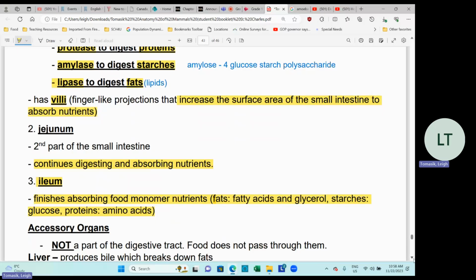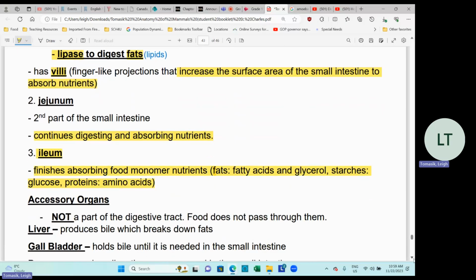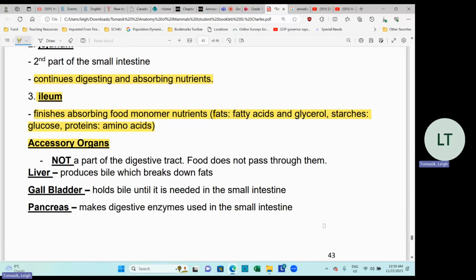While your food is in the small intestine, so remember the small intestine is part of your digestive tract, the food is getting help from the accessory organs. There are three accessory organs that help food digest while it's in the small intestine. Remember, accessory organs are not a part of the digestive tract. Food does not pass through them. So food does not pass through your liver. But what your liver does is it produces bile.